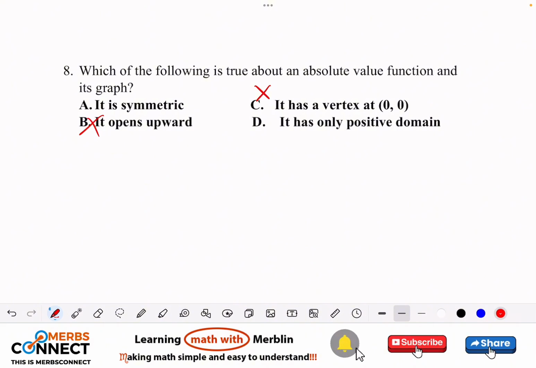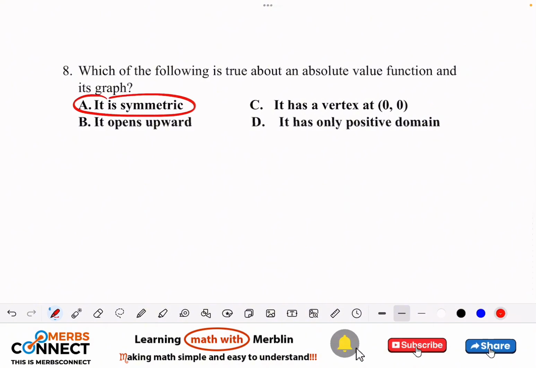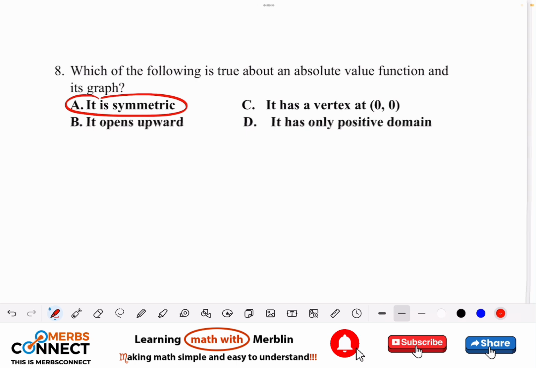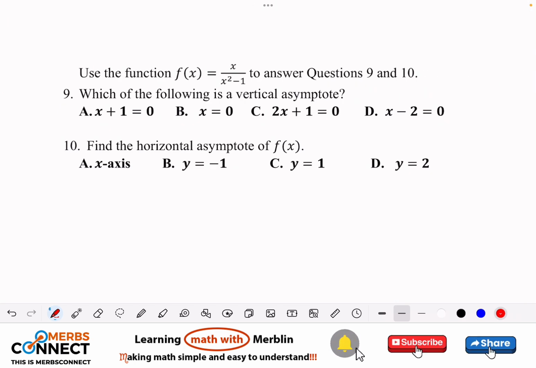It has only positive domain, which is also not true. We can have negative domain too as well. So the only one which is true here is what? The A. It's symmetric. Yes, it is symmetric. So absolute value and its graph is symmetric. You can just have it to be symmetric.